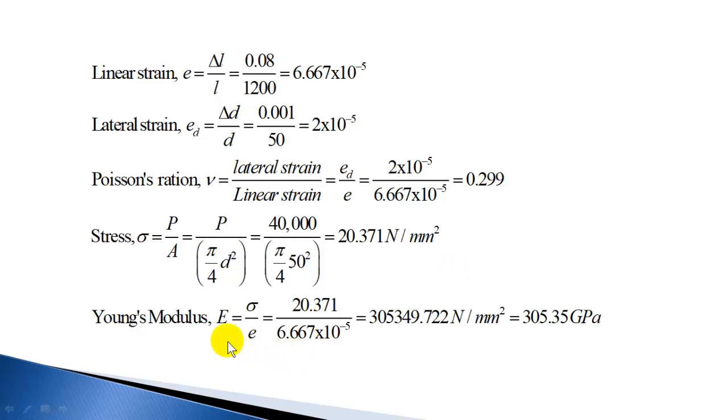Young's modulus you can calculate as stress divided by linear strain. You have to take the strain in the direction of the load. You cannot take the lateral strain here. So it is strain in the direction of the load or linear strain here. So stress divided by strain will give the Young's modulus, because stress is Newton per mm square and strain has no unit, you get Newton per mm square. You can convert into gigapascal by dividing by 10 raised to 3. So it is 305.35 gigapascal is the Young's modulus of the material.